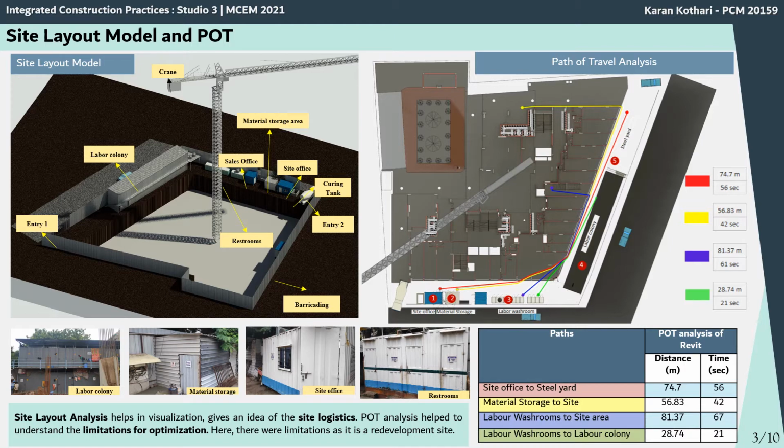So here the temporary structures such as a site office, material storage, washrooms, labor colony, crane and so on were modeled using the site layout model. And here we can see the actual site photographs of the structure below.